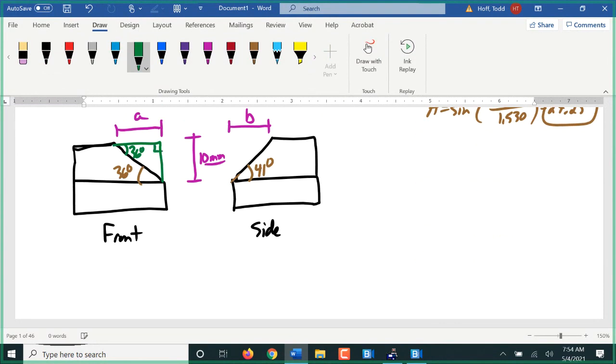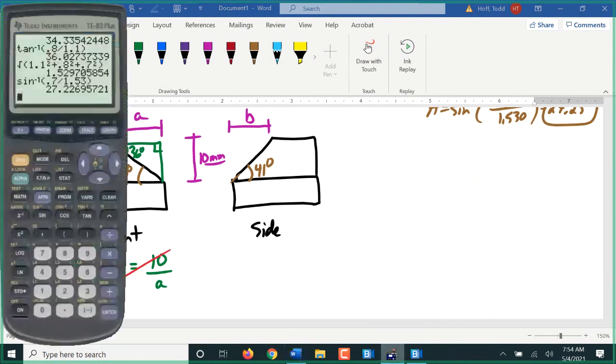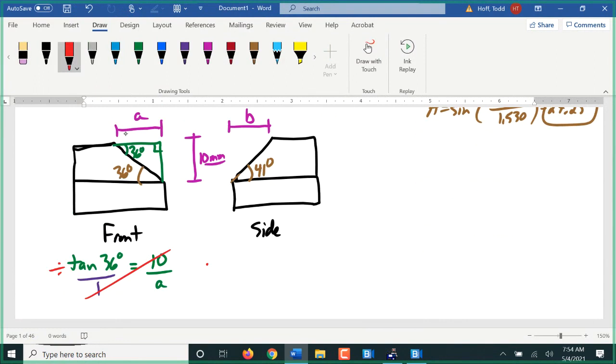There's my right angle. I have the opposite side and the adjacent side, so I'm dealing with a tangent. The tangent of 36 degrees equals the opposite side of 10 over the adjacent side of A. So I'll put this over 1, and I will cross multiply and divide. 1 times 10 is 10, divided by the tangent of 36 degrees gives us 13.76 for that dimension A.